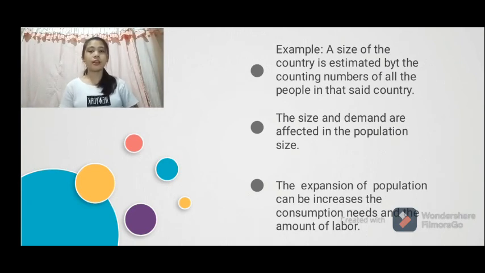Also, the size of a population can affect the supply and demand in that location. The bigger the population, the more the supply and demand increase. Next, the expansion in size increases the consumption needs and the amount of labor.